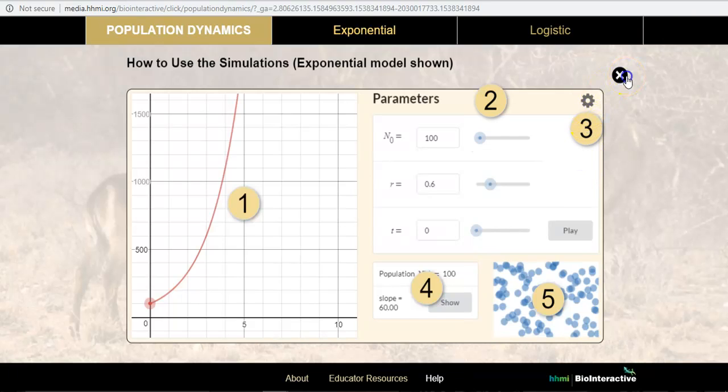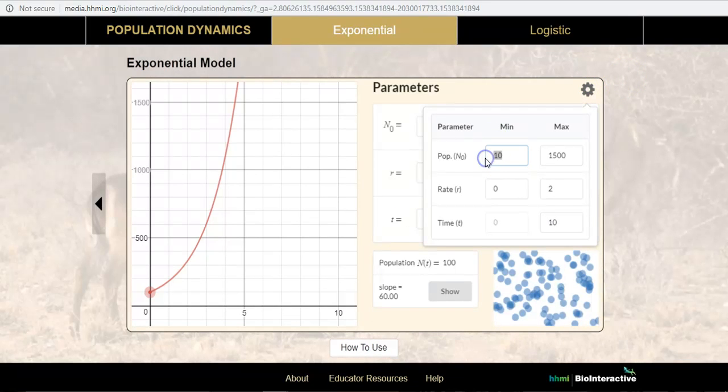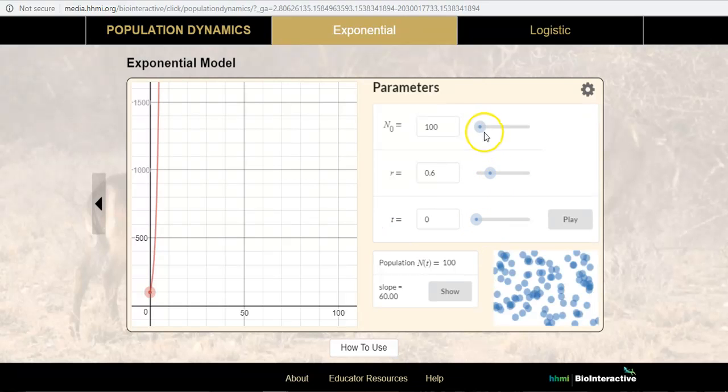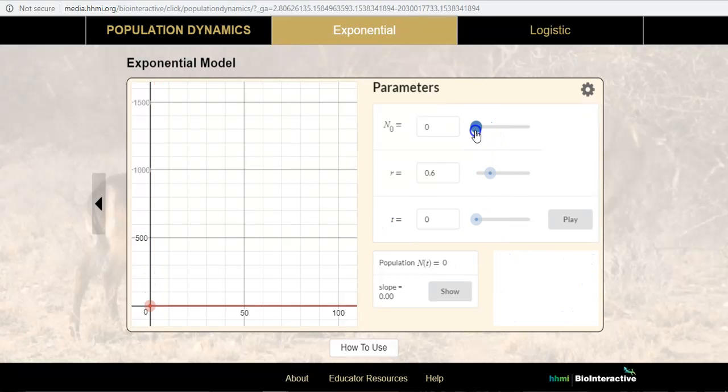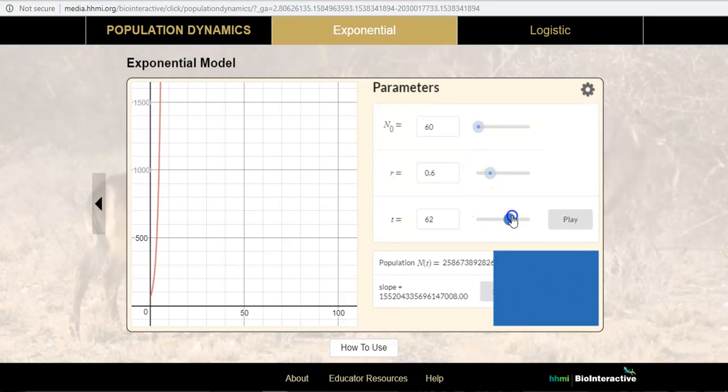Settings. So even if I went back over here and changed the settings, I could change the minimum population to 0. I could change the time. I could make it go 100 years instead of just a lowly 10. So over time, once we get to 100 years, the population is huge, 6.8. So that one's really fun to play with.